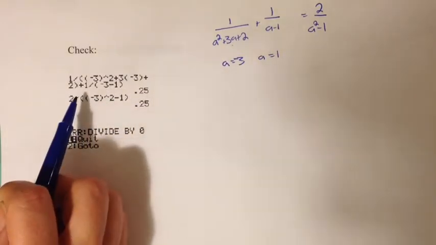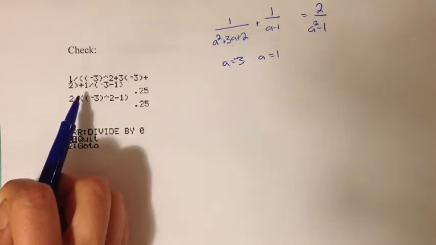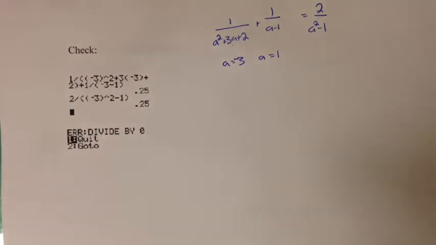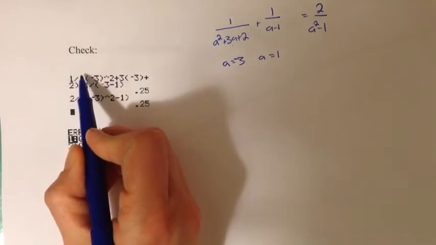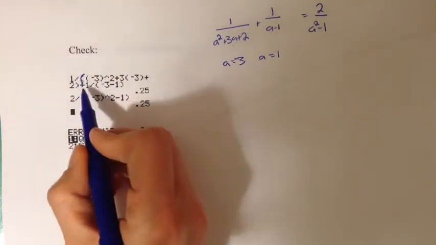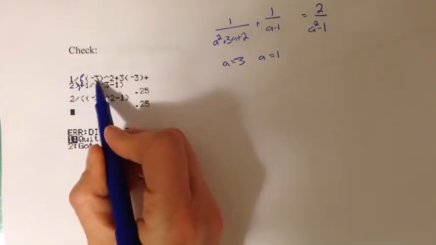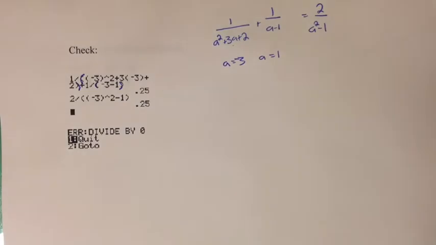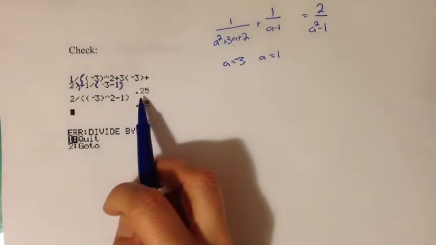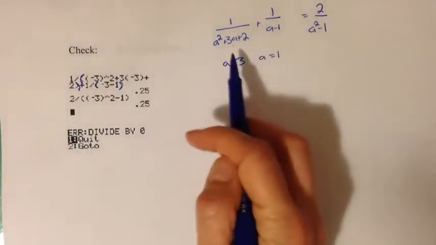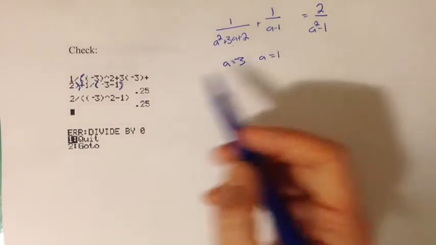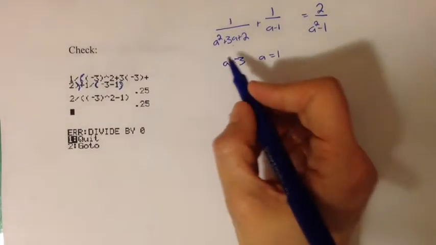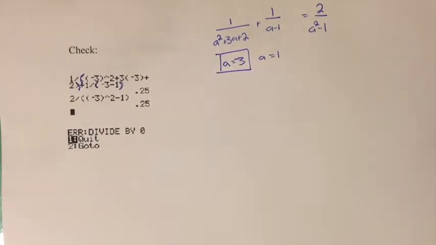Over here are the calculator keystrokes that I used to make sure that my calculator interpreted this correctly. Notice that I put the negative 3 in parentheses wherever there was an a, and I also put the entire denominator of my fraction in parentheses each time a denominator came up. Turns out I get 0.25, or 1/4, when I plug negative 3 into the left-hand side. Then I went ahead and plugged negative 3 into the right-hand side, and I also got 0.25. So negative 3 is definitely a good answer.